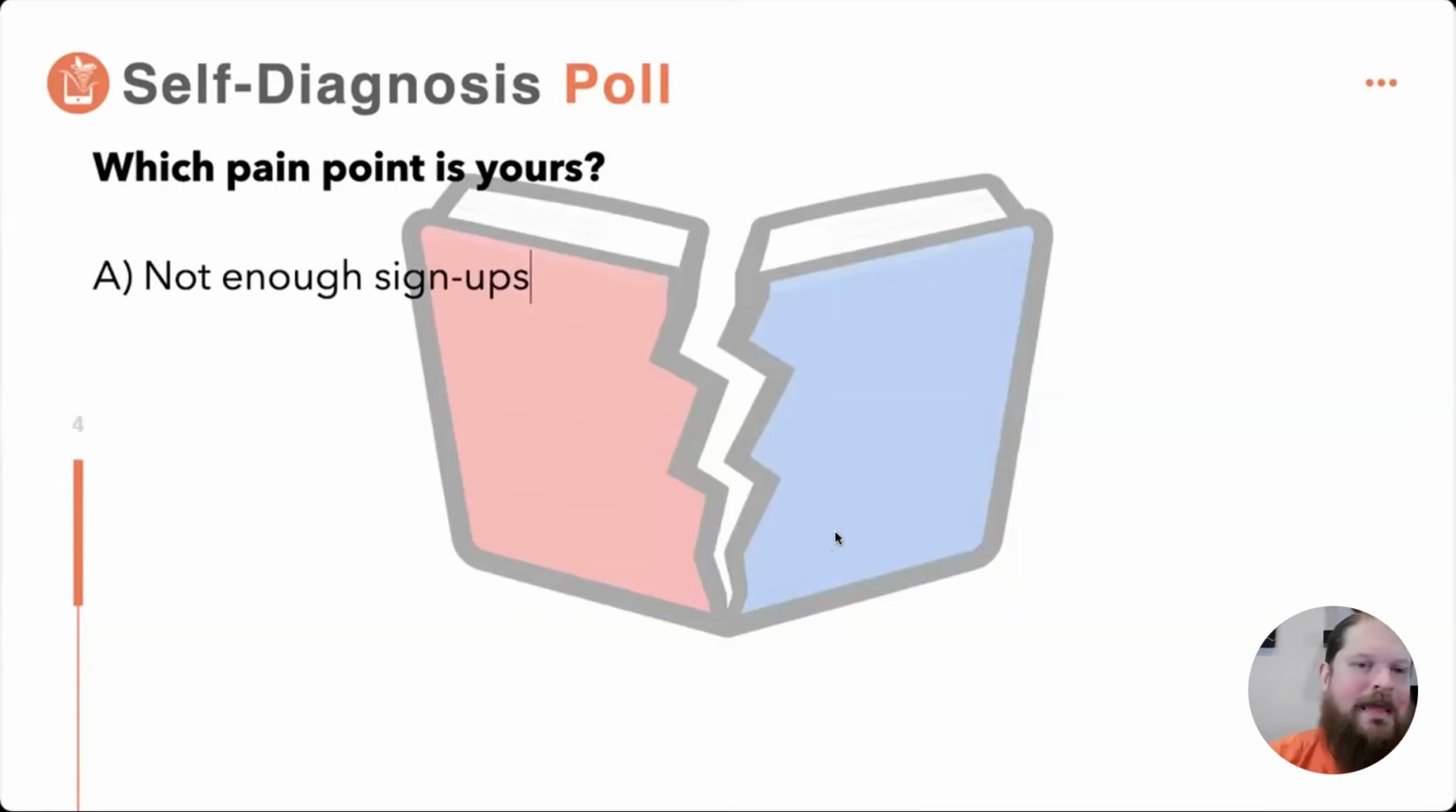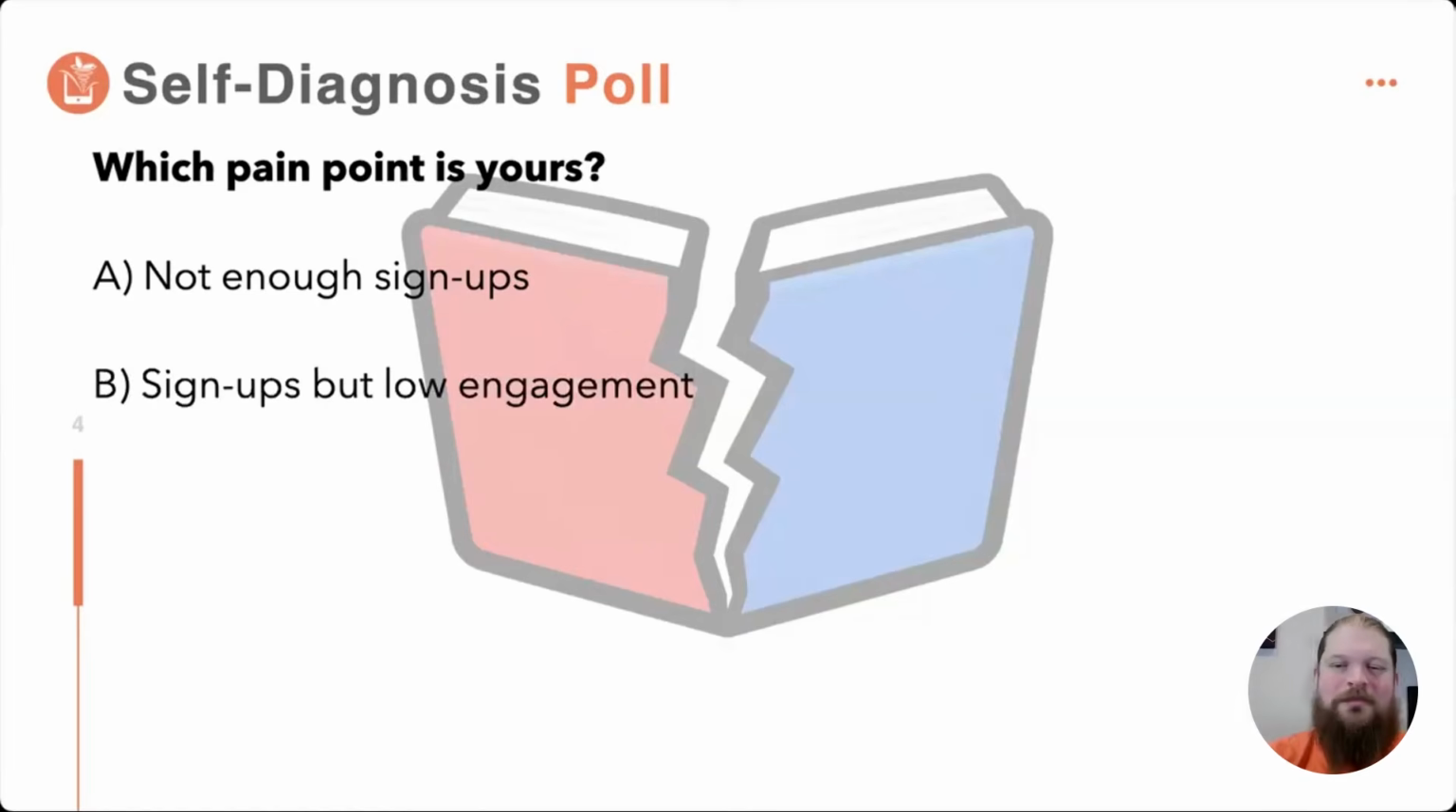So A, you're not getting enough signups for your reader magnet, or you're not getting as many as you would like. Obviously, this is assuming you've put it out there in front of readers in the first place, right? You don't just have a landing page on your BookFunnel dashboard that you haven't shared with the world. B, you have signups, but low engagement.